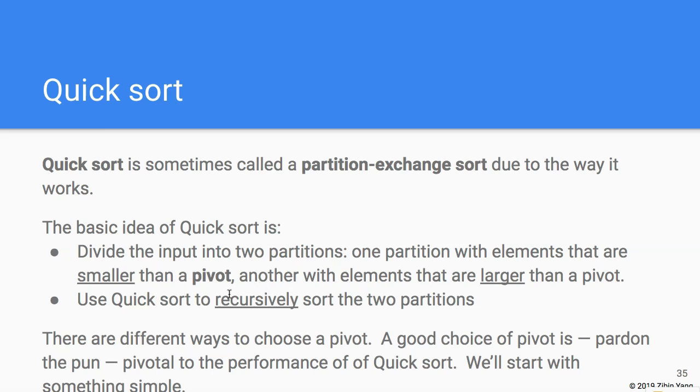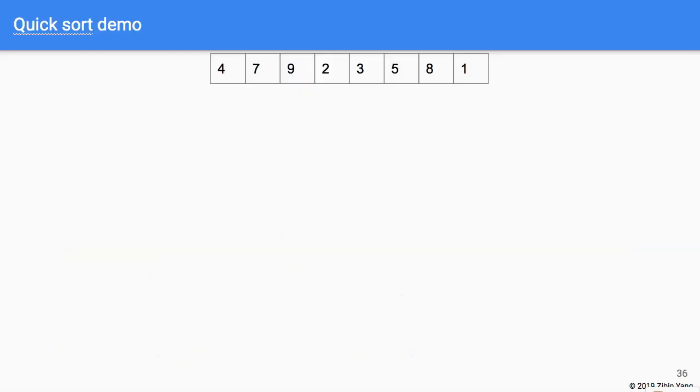And now, what a pivot is, well, we just have to pick an element from the input to be the pivot. And there are many ways to pick a pivot. A good choice of pivot is very, very important to the performance of quicksort, as we shall see. And we'll start with something simple, and that is, we'll just very simply pick the first element in the input as our pivot. So I'm going to show you how it works now.